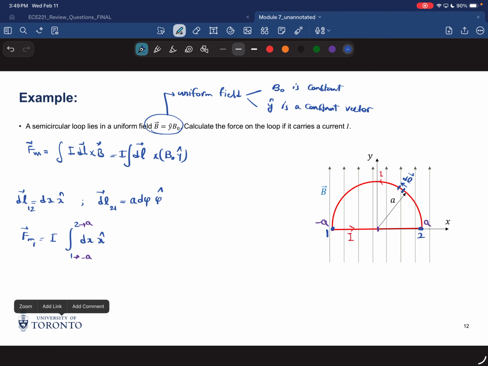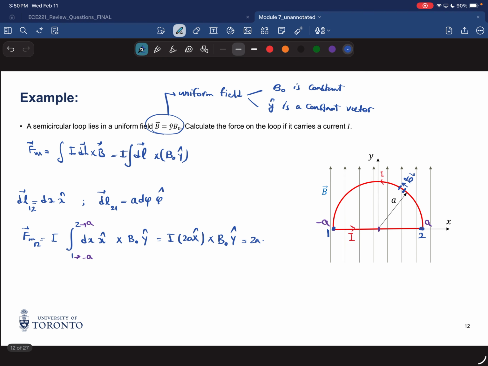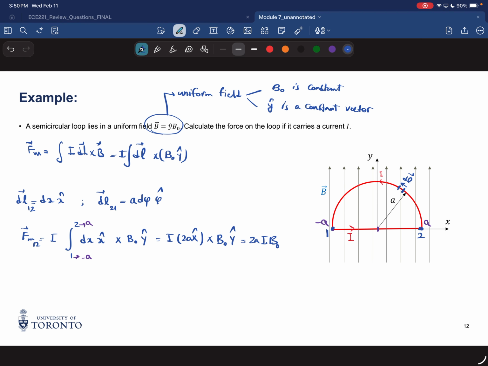So we have Fm, let's say Fm 1 to 2, and that's how we solve the I dl cross B, which is B naught y hat. And that is going to be I times 2a x hat cross B naught y hat. What is that? Do you remember that circle that we talked about before? x, y, z hat. X hat cross y hat is going to be z hat.